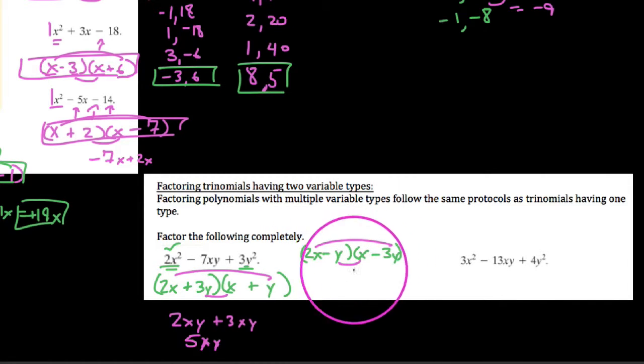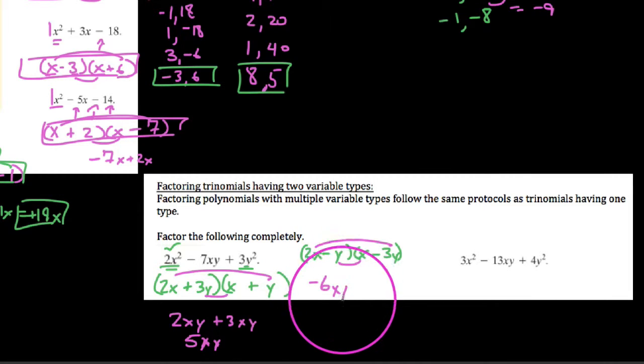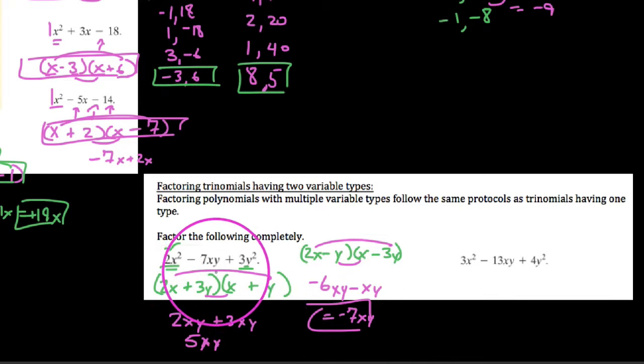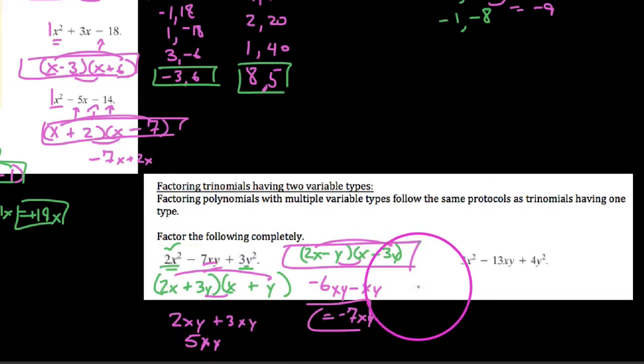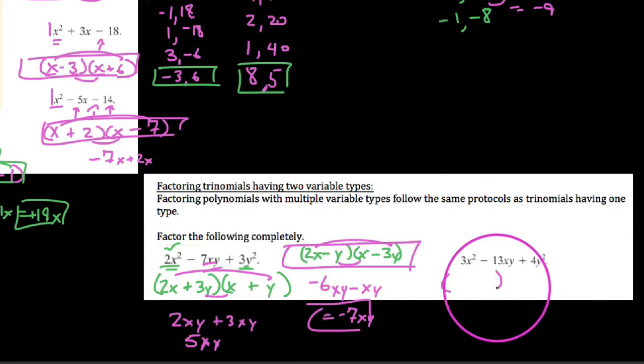In this case I get 2x times negative 3y is negative 6xy. And then we have here a negative y times a negative x is negative xy, and adding those together I get negative 7xy, which does confirm that we get the middle term here. So this is our factored expression. And again, let's try this guy.